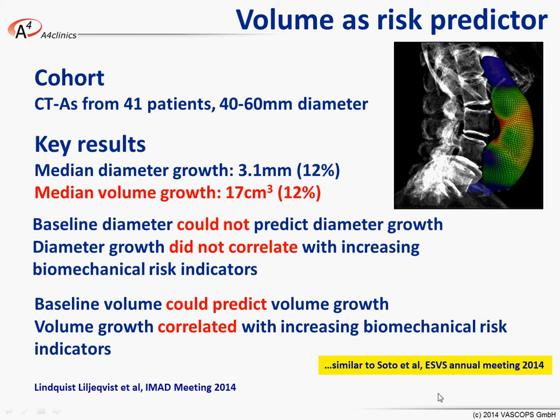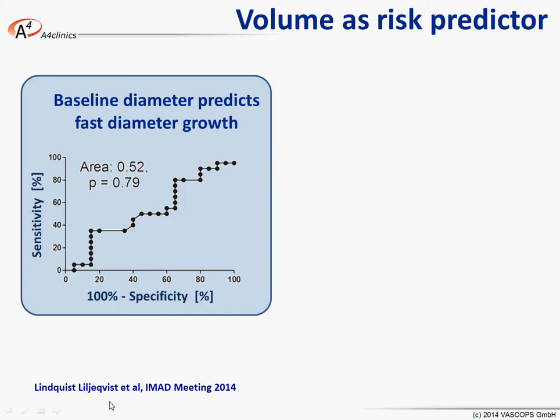Some of this data has also been presented by Soto et al. at the ESVS meeting in Stockholm 2014. But now let's come back to the study by Liljeqvist and look to this ROC curve. So an ROC curve, receiver operator curve, is going to tell you about the information and content of a particular parameter. And in this first curve, we're going to investigate the information and content of the diameter measurement.